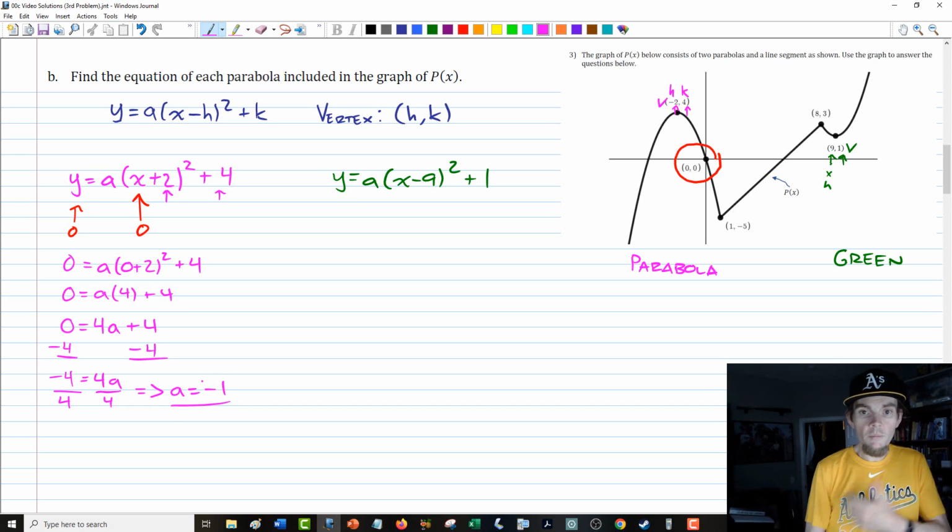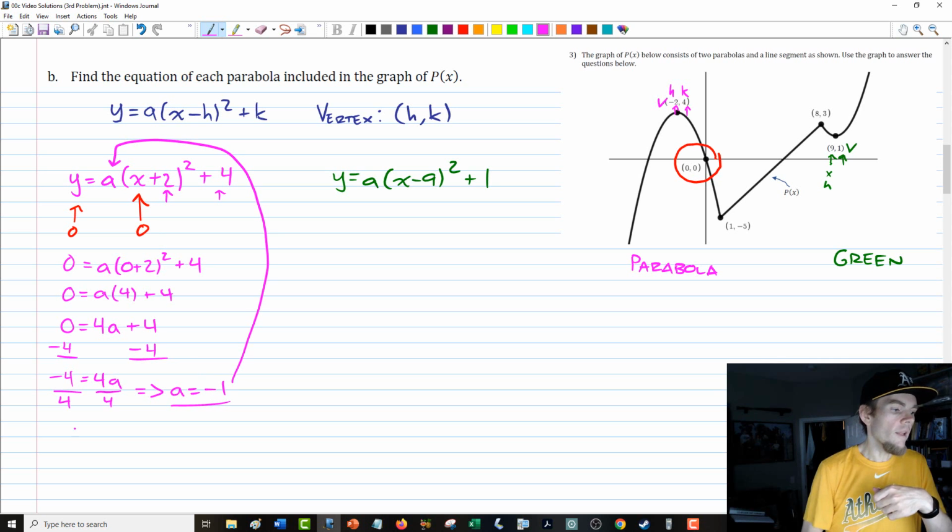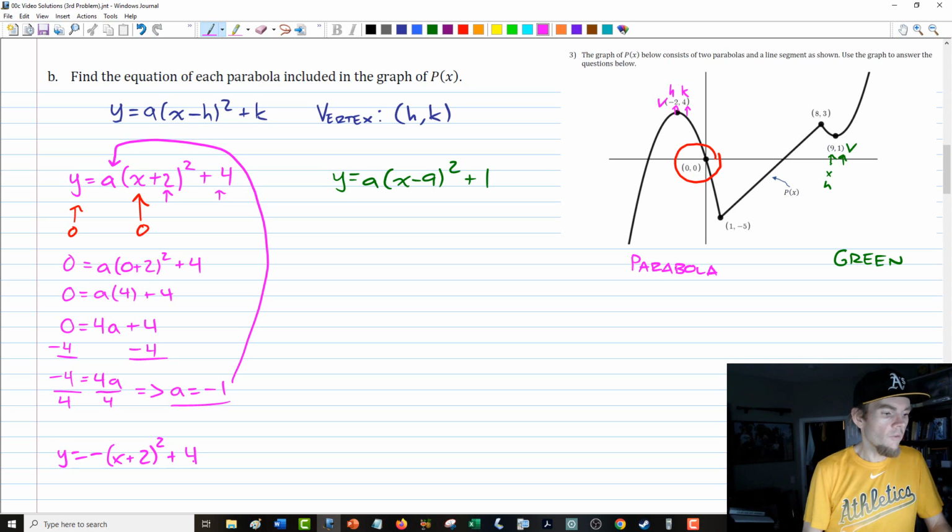And that's a lot of work to get there, but we needed that. It wasn't going to be the equation of the parabola without it. So finally we can take that a value and plug it in right there. So that's going to be y equals negative 1, or just negative, both are acceptable, times the quantity x plus 2 squared plus 4.